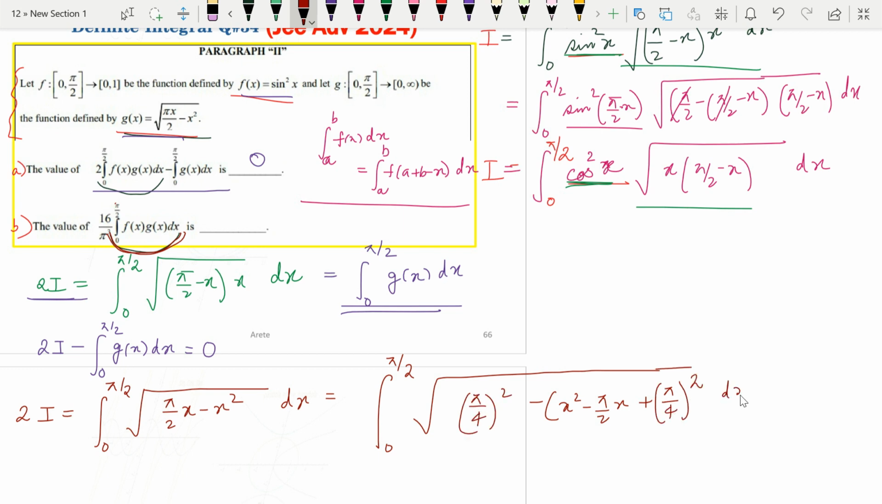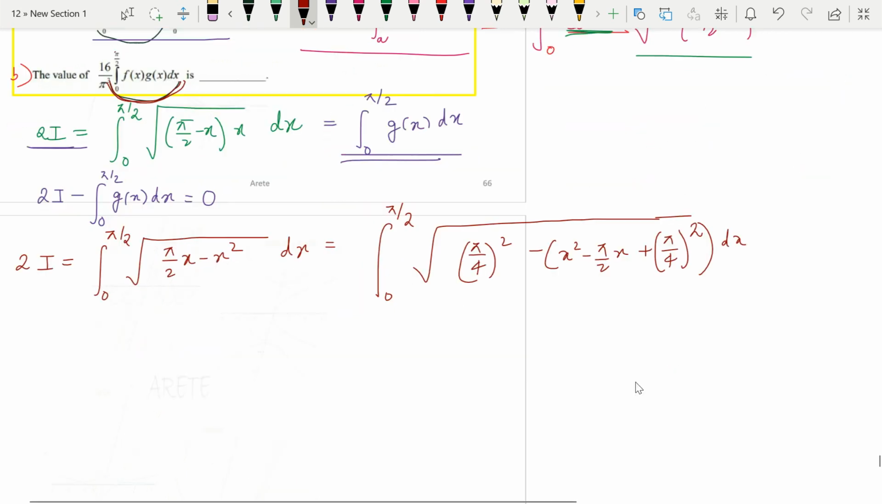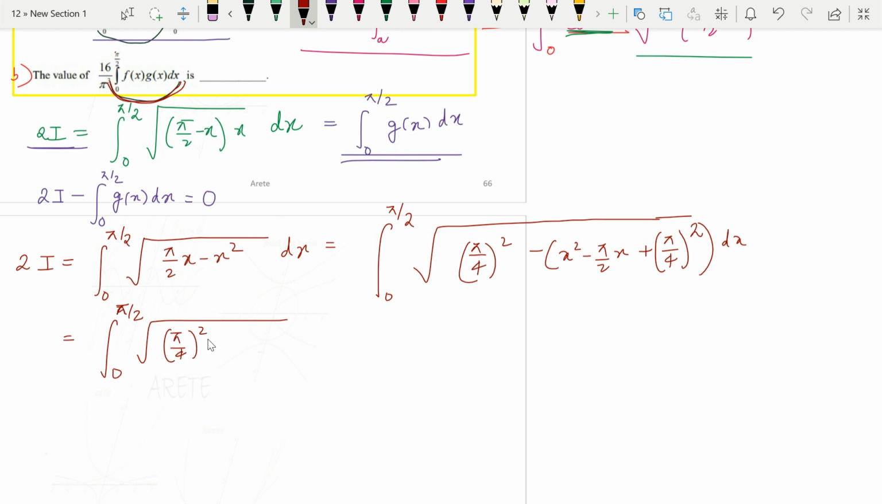All good. So now what? You're done. Basically you end up getting the format a square minus x square. So let's write what is my a square. It's pi by 4 whole square. That's a square. And what is my x square? x minus pi by 4 whole square dx. You know what to do from here, but let's complete it. I will do a substitution: I will plug in x minus pi by 4 as t.